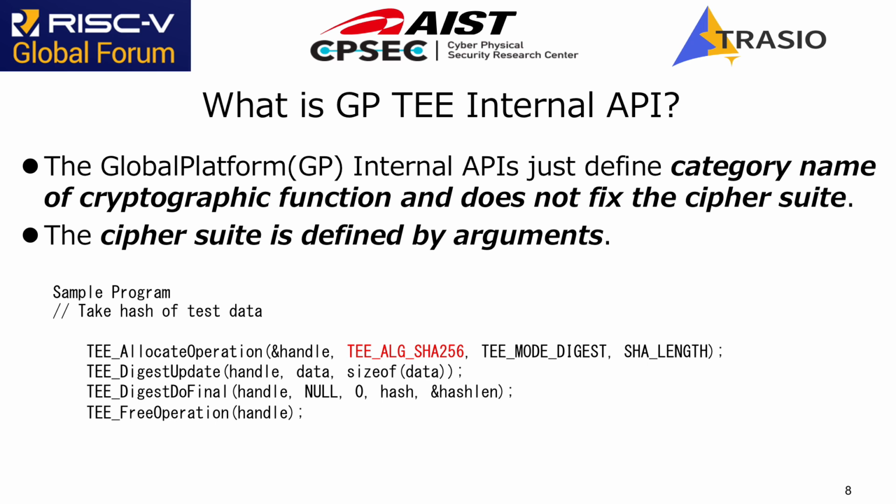What is the GP TEE internal API? The GP TEE internal API is different from the normal POSIX API because it defines a category name of a cryptographic function but does not fix a cipher suite. The cipher suite is defined by arguments in each TEE internal API. Here's an example below. The API starts from TEE and the following part shows the category only. The actual cipher suite is defined by the arguments. This sample program below shows the SHA-256 hash.